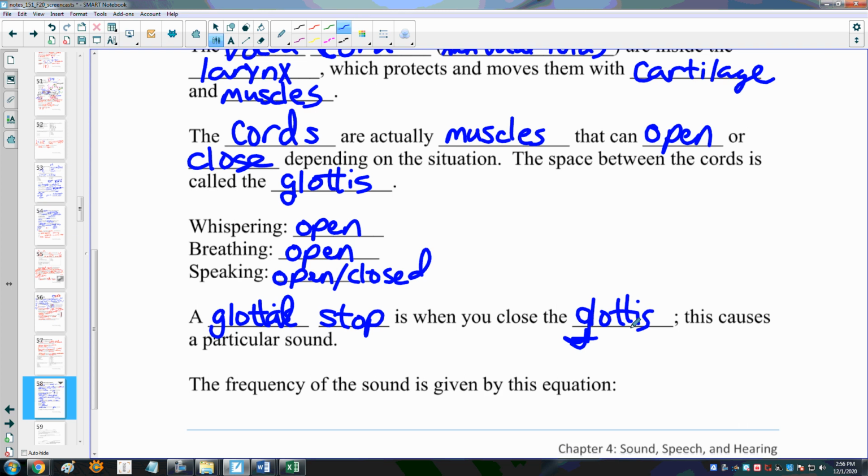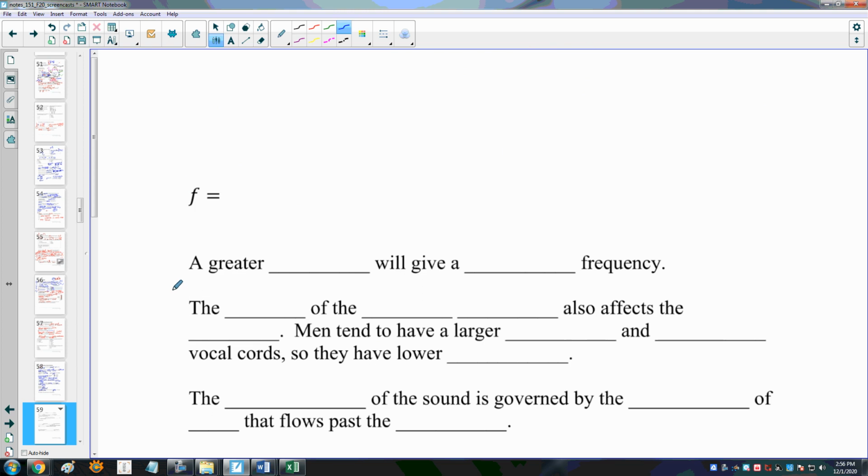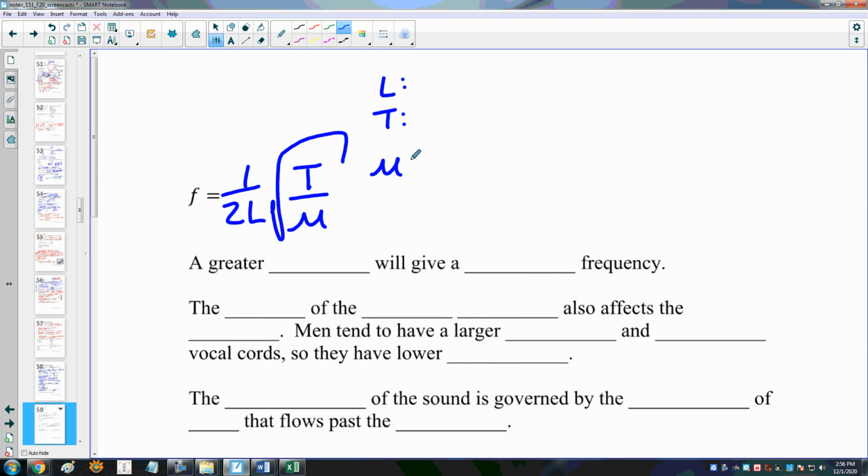The frequency of the sound is given by this equation. It's one that we've seen already. That is that the frequency is equal to 1 over 2L times the square root of T over mu. And then let's not forget what these variables are. We've seen them already. L is the length of the string, or this is the frequency of a string under tension. T is the tension in that string, how much tension is there, and then mu is the mass density.